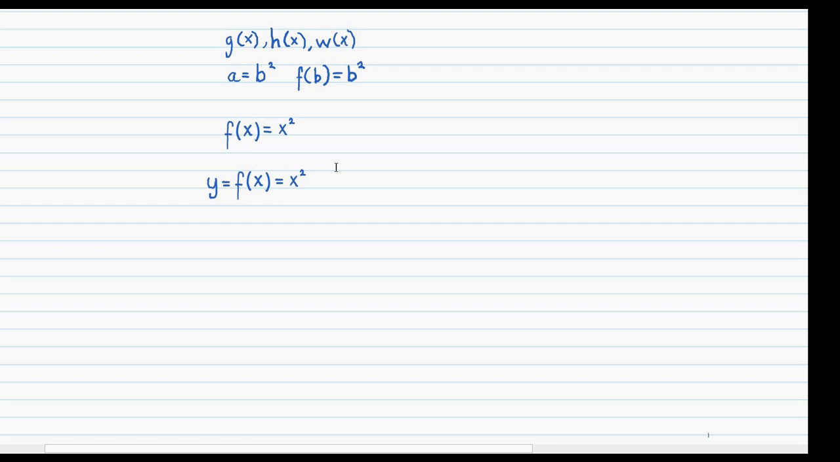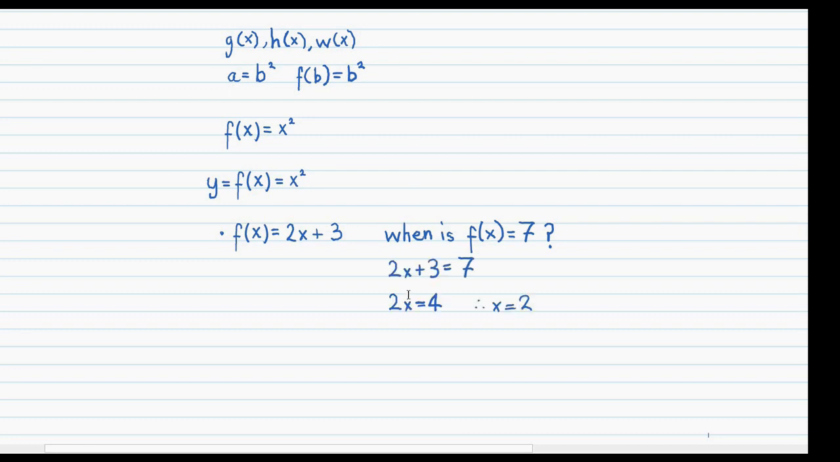Then lastly, related to the f(x) notation is, say for example you're told that f(x) equals 2x plus 3, and you need to determine when f(x) equals 7. You just treat f(x) like it was a variable whose value is 7, then equate this equation to it and solve for x, which would finally give you the x value as 2.